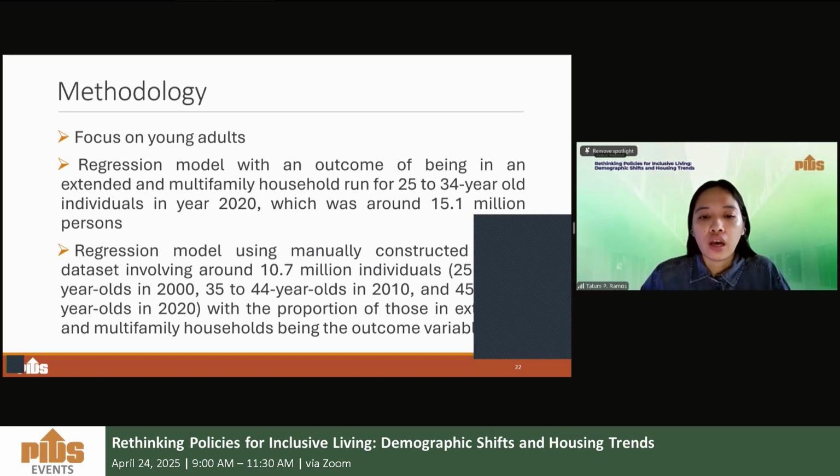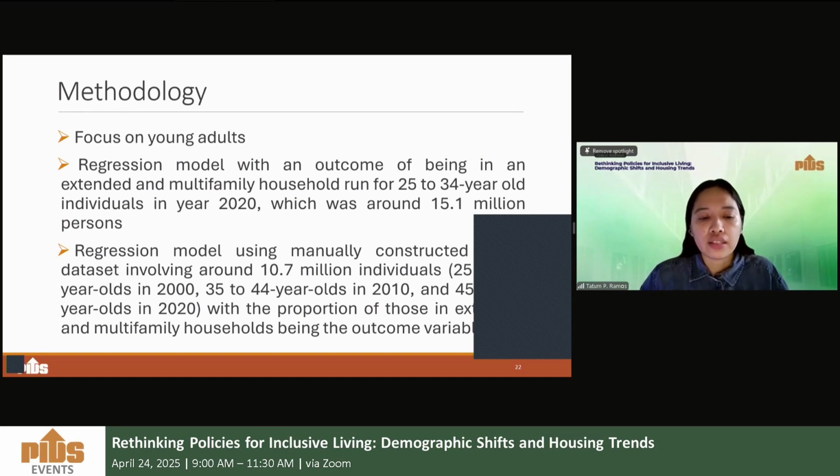The second model used a manually constructed panel dataset. The panel dataset was manually constructed because the main dataset that we used for the study, which is the Philippine Statistics Authority Census of Population and Housing dataset, does not necessarily follow the same observations of the same identification over time. So this may have implications on the results of the second regression model. Nevertheless, we still see that this provides insights given that this has been done over time. This covers years over time.